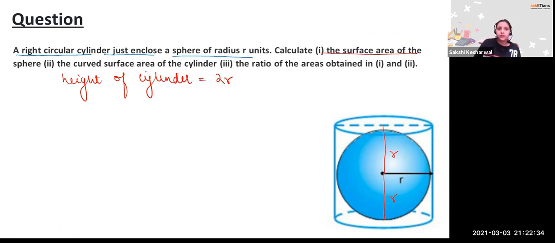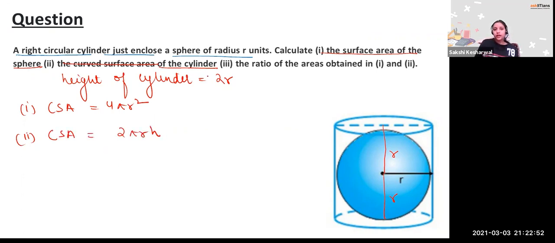Calculate the surface area of the sphere. The first part says CSA of a sphere. So radius is r, and CSA will be 4 pi r squared. That's it, right? Coming to the second part, it says the curved surface area of the cylinder. The curved surface area of a cylinder is 2 pi r h, right? So h is equal to 2r. So 2 pi r into 2r, which is equal to 4 pi r square, right?